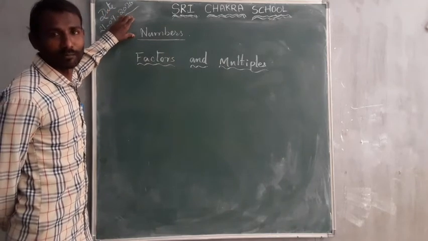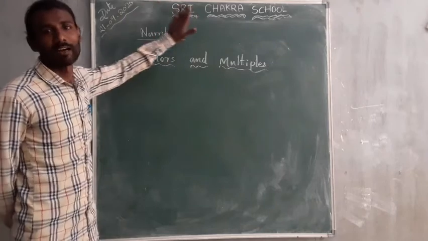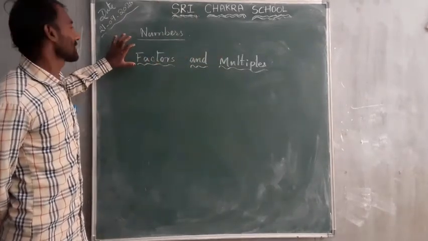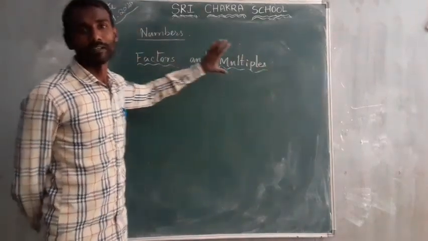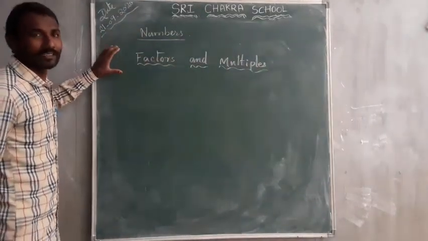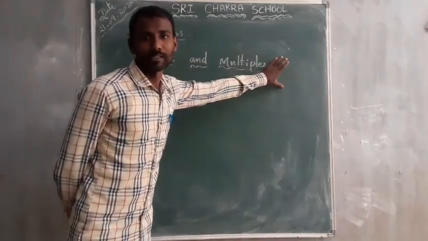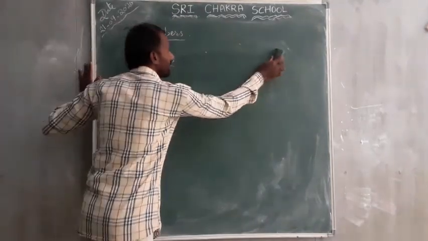In previous class we discussed about the numbers. What are natural numbers, what are whole numbers and which is the smallest and largest. Okay. So in this class let us discuss about factors and multiples. First of all we have to know what the factor is.